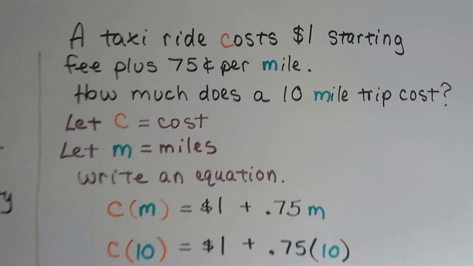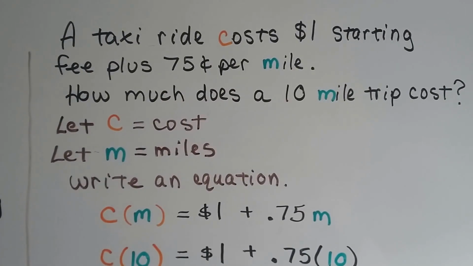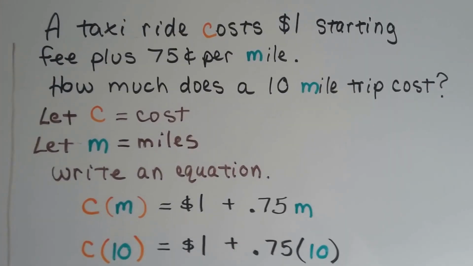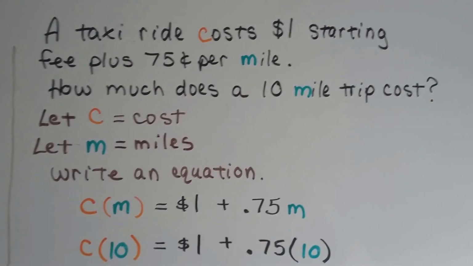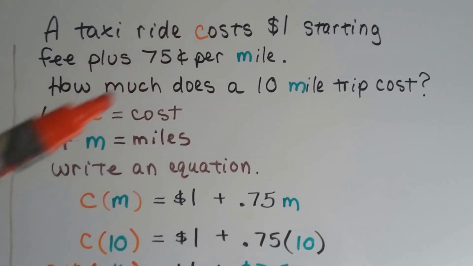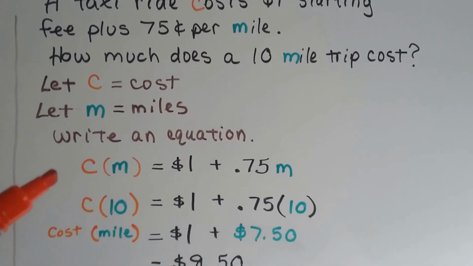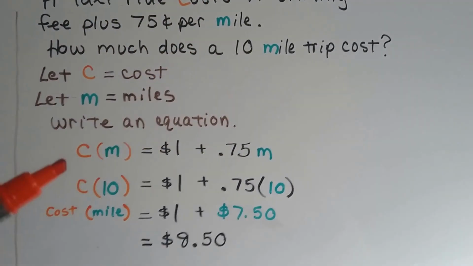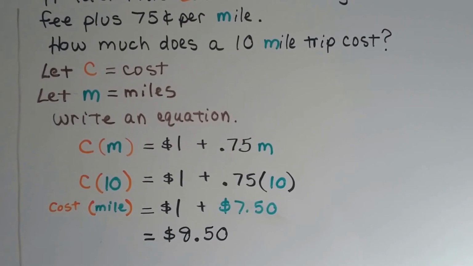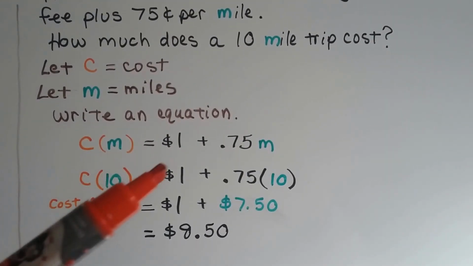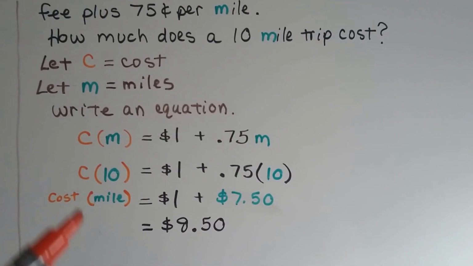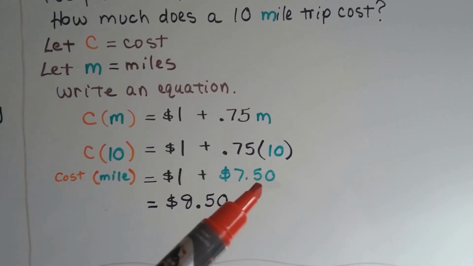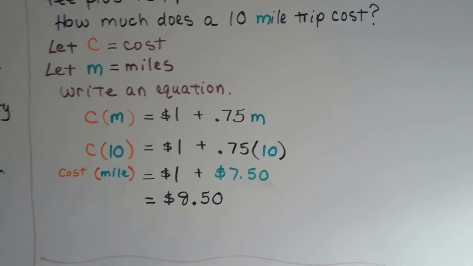A taxi ride costs $1 starting fee plus 75 cents per mile. So just getting into the taxi, you already pay $1 without even going anywhere, and then it's 75 cents per mile. So how much does a 10-mile trip cost? Well, we're going to let C be the cost, M be the miles, and write an equation as a function. So instead of f of x, because we have cost and miles, we're going to put C of M. The cost of the miles equals the $1 plus the 75 cents per mile. And if the mileage is 10, then it's $1 plus 75 cents times 10, or $1 plus $7.50, or $8.50. See how I got that?